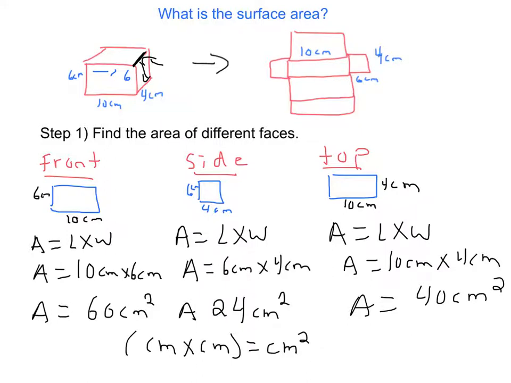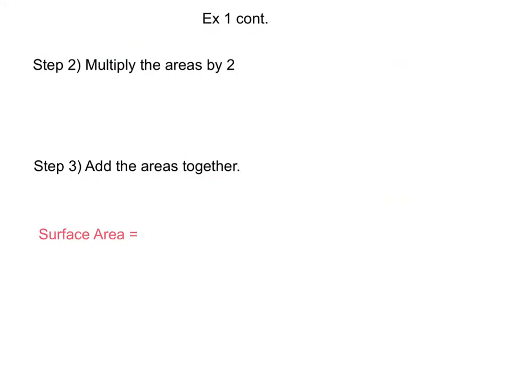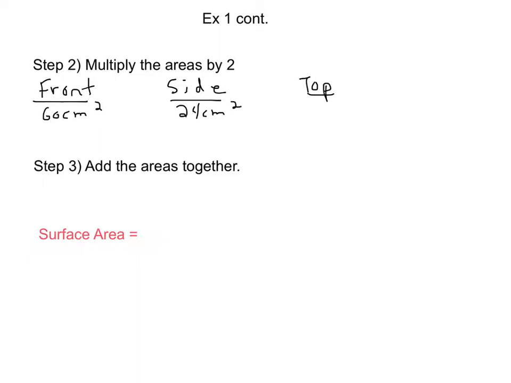So now we're going to look at step 2 here. So in step 2 it says multiply the areas by 2. So first we had our front view, we had our side view, and we had our top view. Well, the front we knew was 60 centimeters squared. The side view we knew was 24 centimeters squared.